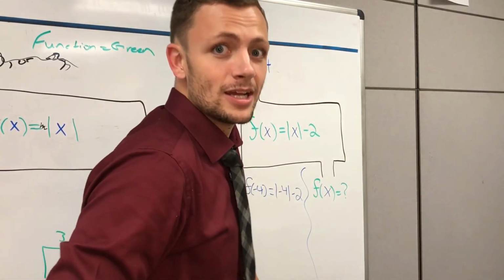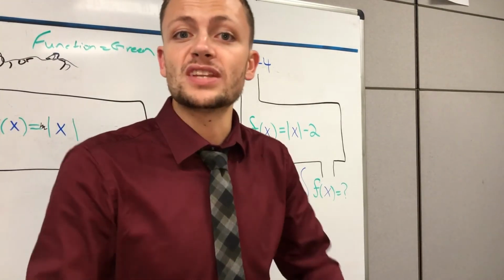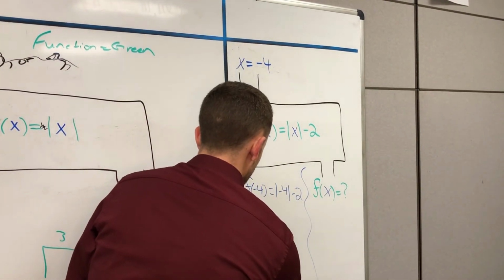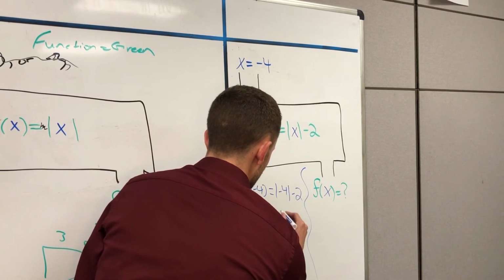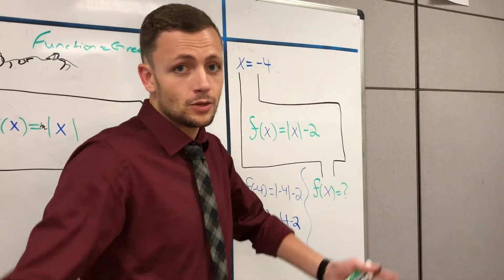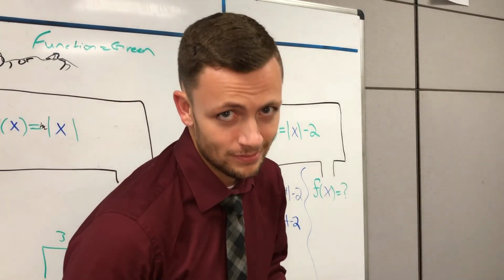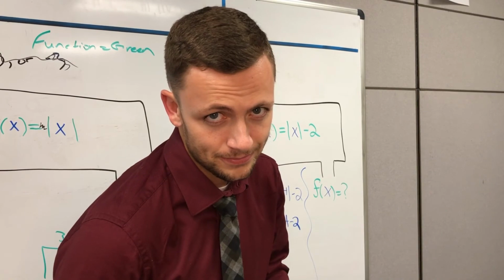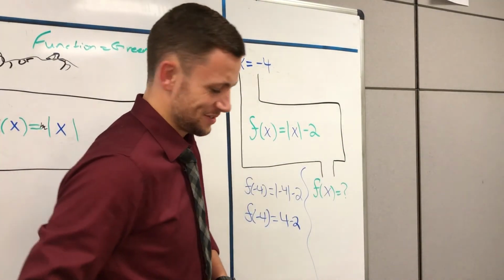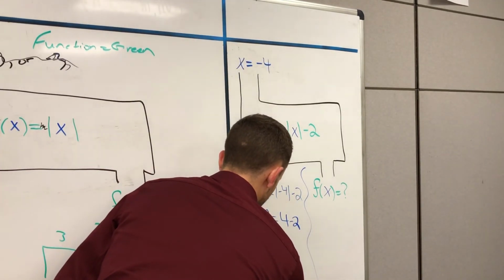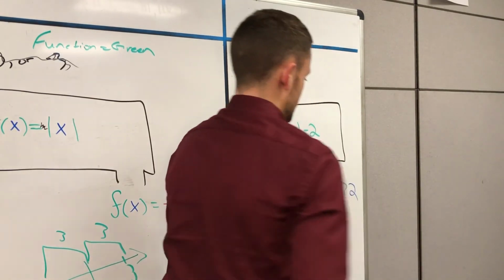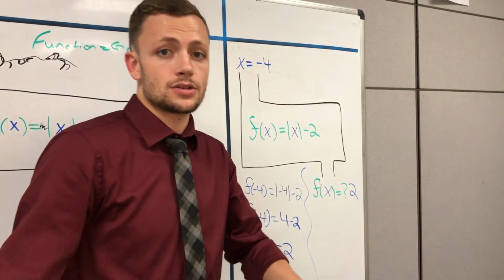That's right. It's just 4. The absolute value of negative 4 is 4. So, f of negative 4 equals 4 minus 2. Now, what's 4 minus 2? You got me. It's just 2. So f of negative 4 equals 2. So our f of x is 2.